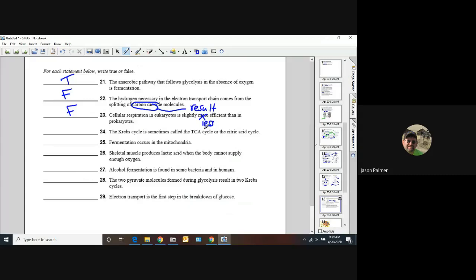Krebs cycle is sometimes called the TCA cycle. I believe that's true. Fermentation occurs in the mitochondria. False. So glycolysis is happening outside of the mitochondria. The mitochondria is using oxygen. It's true.